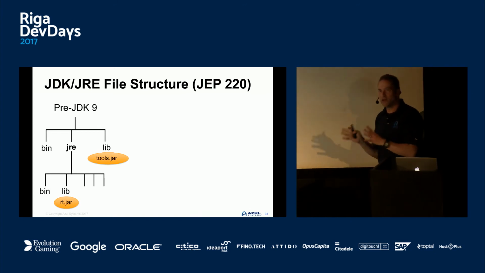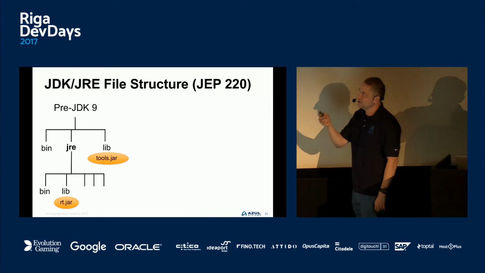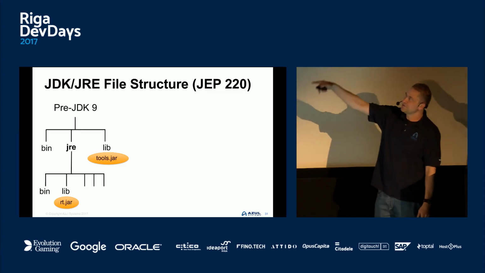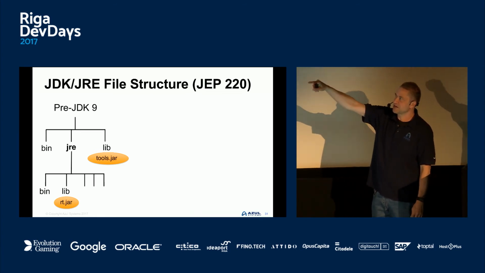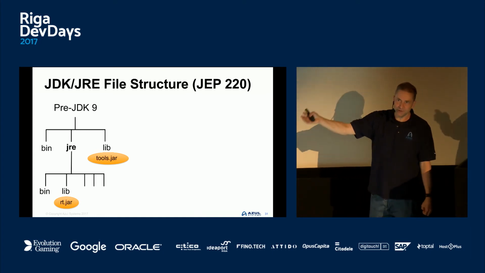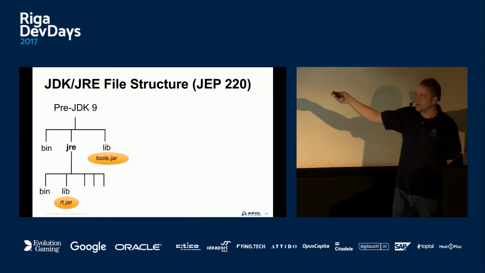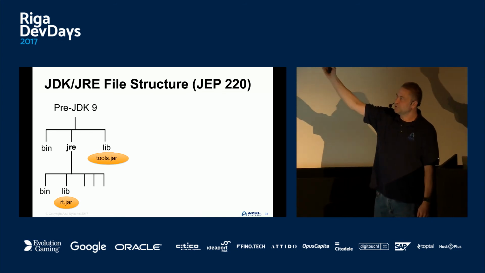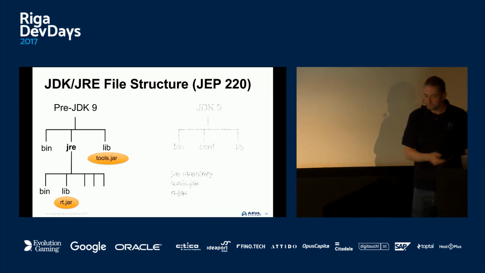So again, if you rely on particular files being in a particular place, then you may have issues with that. The way things were before, you had the JDK directory, which had a bin directory, which had Java in it. Then you had the JRE directory, which had a bin directory, which had Java in it. So you had 2 copies of Java for the JDK, 2 lib directories, one of which had tools.jar in it, one of which had rt.jar in it.